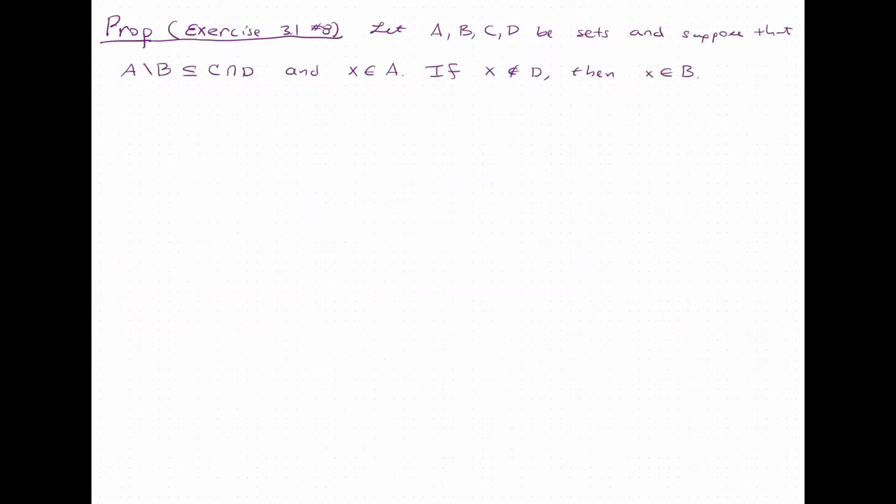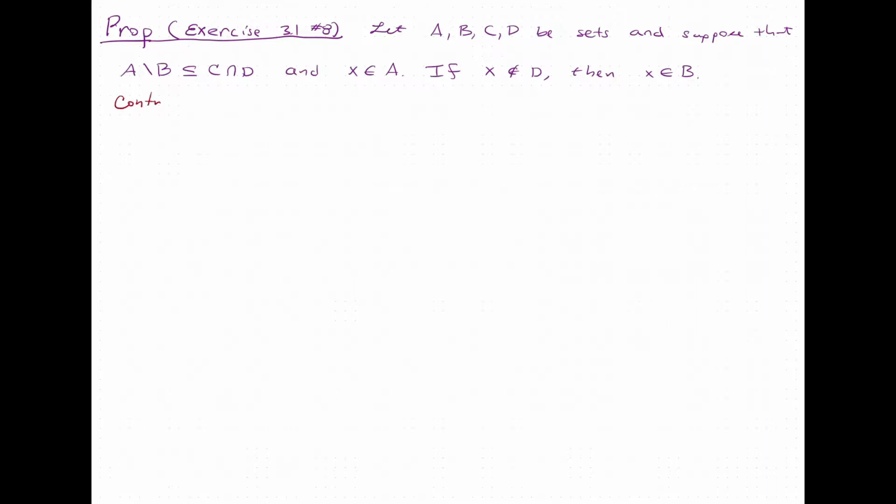So the next statement we are going to prove is the following exercise from 3.1, namely number 8. And what it says is, if A, B, C, and D are sets, and we suppose that A minus B is a subset of C intersect D, and x is in A, then if x is not in D, then x is in B. And what I am going to do for this proof is to do this via the contrapositive.